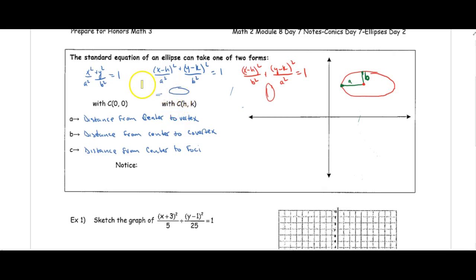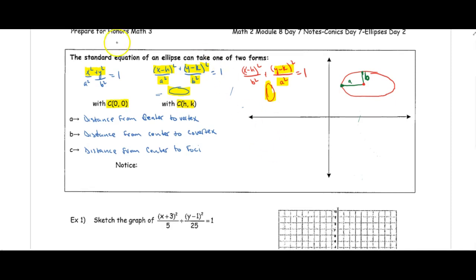writing the equations. Number one, if you look here, if you have x squared over a squared plus y squared over b squared equals 1, anytime you just have x squared and y squared, your center is at 0, 0, right? Now, if your center is at h, k, you're going to have x minus h all squared plus y minus k all squared. But then you have over a squared, over b squared. If a squared is under the x minus h, your ellipse is going to be horizontal. If your a squared is under y squared, your ellipse is going to be vertical.